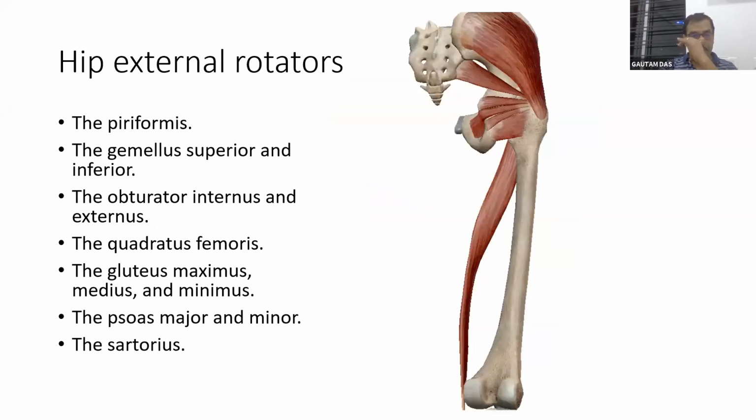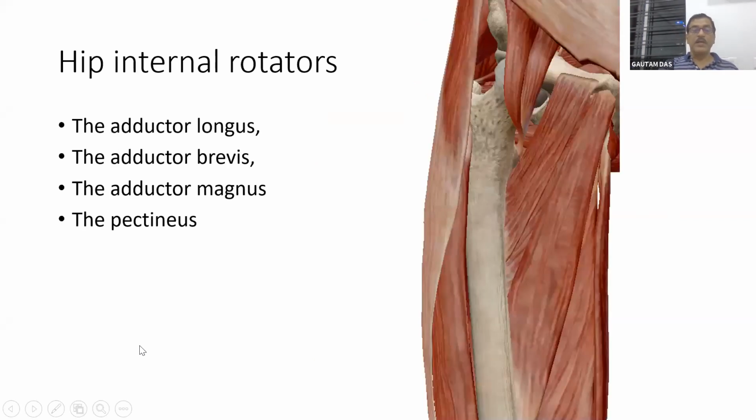Now the hip external rotators. As I told, piriformis is one, but apart from piriformis we have the gemellus superior, gemellus inferior, the obturator externus, and the quadratus femoris. So these are all the hip external rotators, and other muscles also supply a little bit. Hip internal rotators are mostly the hip adductors.